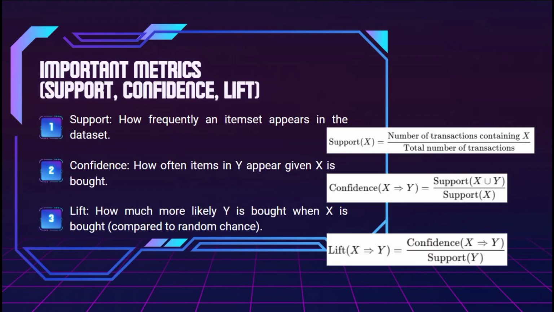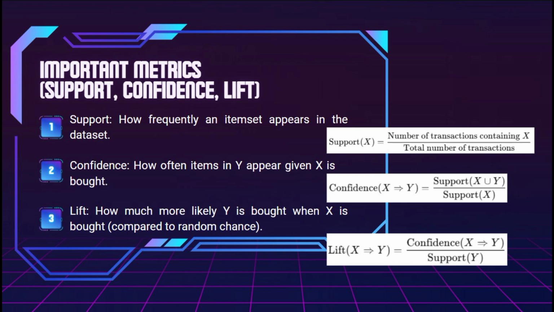Here are the important metrics of the Apriori algorithm. Support. It helps you find common patterns. If an item set has low support, it might not be interesting because it happens very rarely. For example, if milk and bread appear in 2 out of 4 transactions, the support is 2 out of 4, which is equal to 0.5 or 50%.